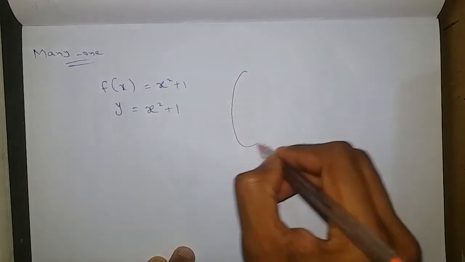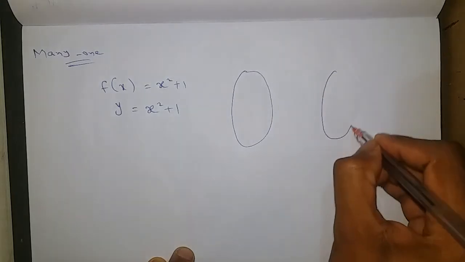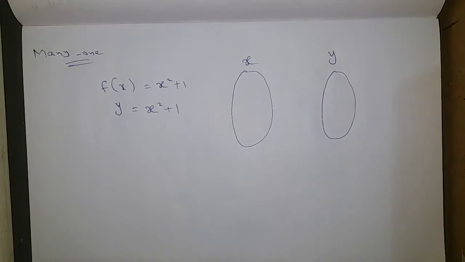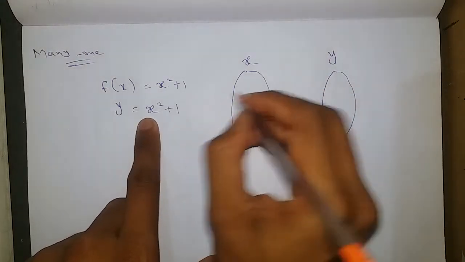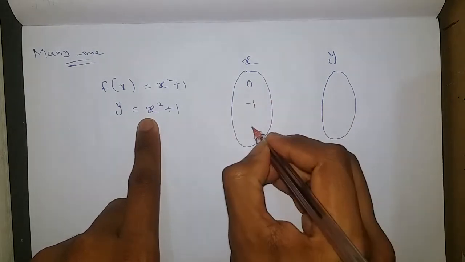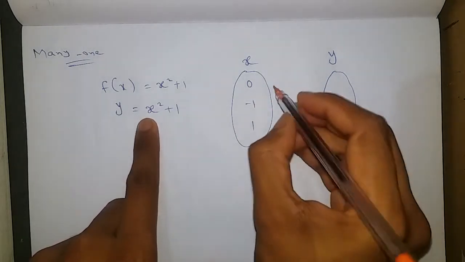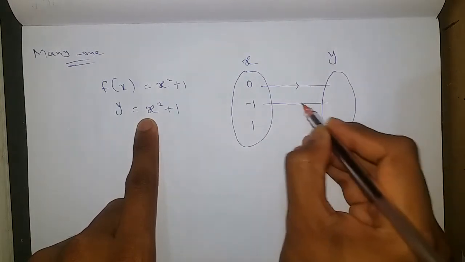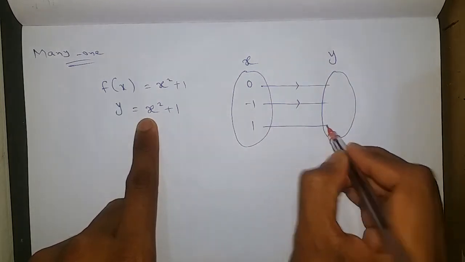Now I am taking two circles, one is for input and one is for output. This is for small x and this is for small y. Now in the place of x, I will substitute some numbers. I am substituting 0, then minus 1, then plus 1. Now for 0, what are we getting? For -1, what are we getting? For +1, what are we getting?